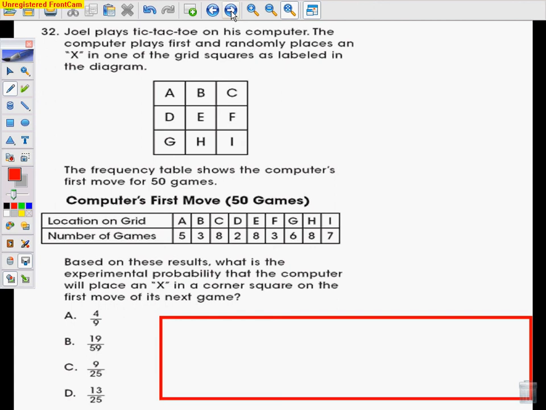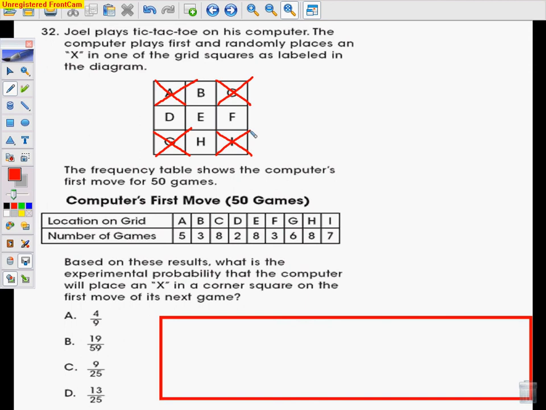All right, number 32. Joel plays tic-tac-toe on his computer. The computer plays first and randomly places an X in one of the grid squares as labeled in the diagram. The frequency table shows the computer's first move for 50 games. Based on these results, what is the experimental probability that the computer will place an X in a corner square on the first move of its next game? Well, notice that the corner squares are here, A, C, G, and I. Those are the corner squares.